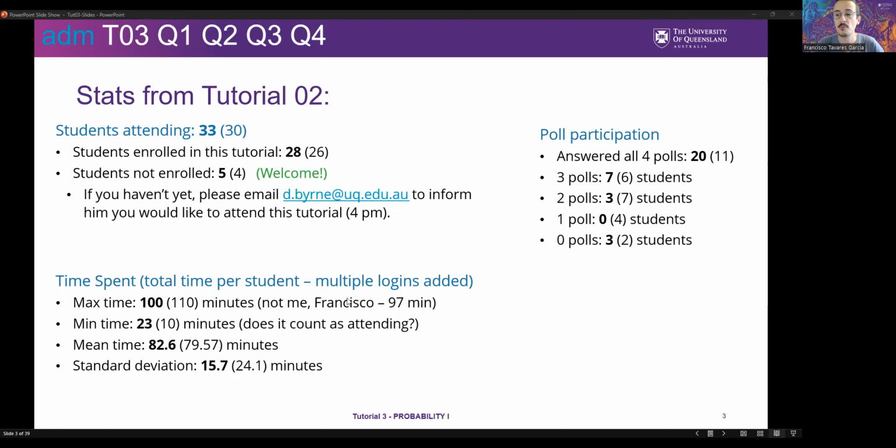It's always good. Poll participation is also something really good. Answering all the polls jumped from 11 to 20. Answering 3 of the polls jumped from 6 to 7. It's already 27 out of the 33, pretty good. And answering just a few dropped a little bit. Basically 6 people answered 2, 1, or 0, and 0 went from 2 to 3.